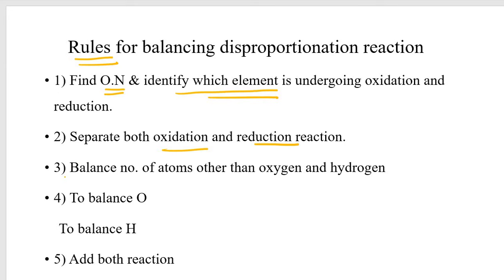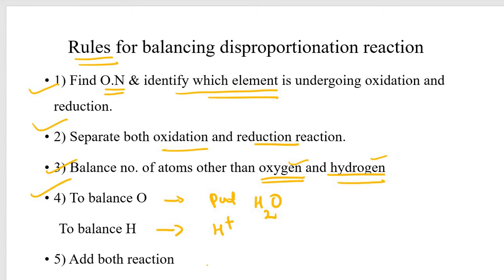After that, our third step consists of balancing the number of atoms. You have to remember one thing: while balancing the number of atoms, we should not consider oxygen and hydrogen. Apart from oxygen and hydrogen, we have to balance the number of atoms. To balance oxygen, we have to add H2O. And in balancing hydrogen, we have to add H plus ion. After completing the first four steps, we have to add both the reactions. So these are the general rules for balancing a disproportionation reaction.